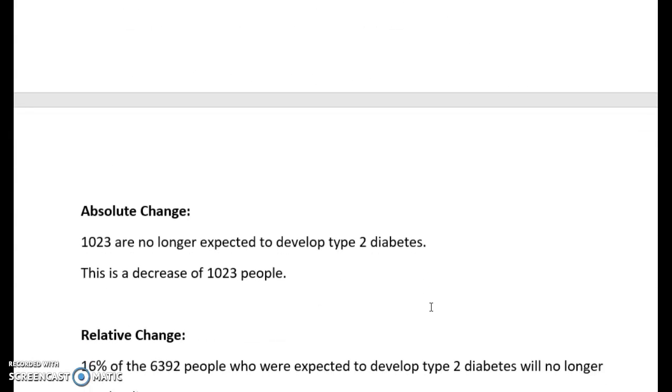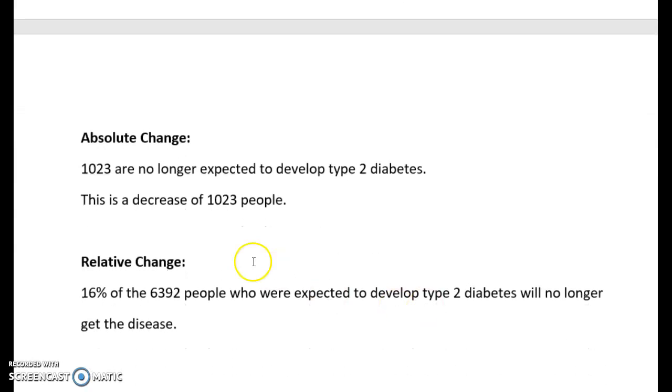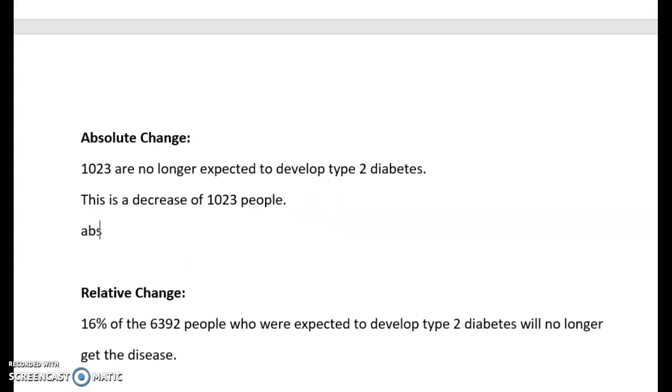All right, so let's bring this back to absolute and relative change. So 1,023 people are no longer expected to develop type 2 diabetes. So it's a decrease of 1,023 people, right? We're reducing the risk, we're reducing the number of people developing this disease. You could also think about that as negative. Instead of saying a decrease, you can say it's an absolute change of negative 1,023 people. So if you put the negative, you don't have to say the word decrease, and if you leave out the negative, you have to have the decrease there.